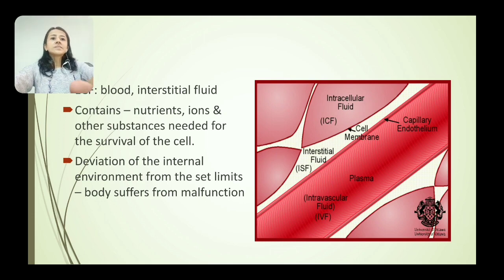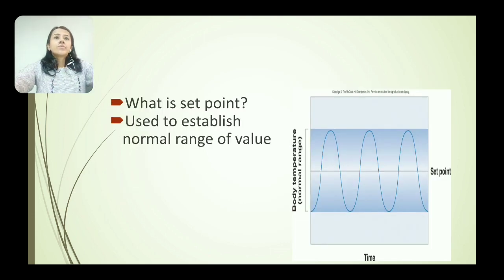Now, what is this set point? Value of a variable fluctuates around a point, and the point is known as set point. Therefore, set point is the ideal normal value of a variable. For example, set point for the body temperature is about 37 degrees Celsius. Set point for blood pH is 7.38 to 7.42.